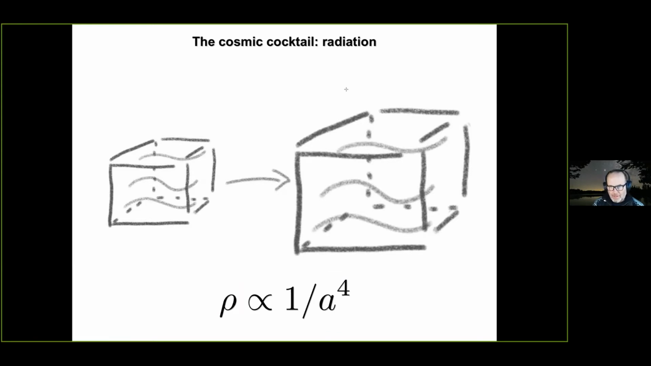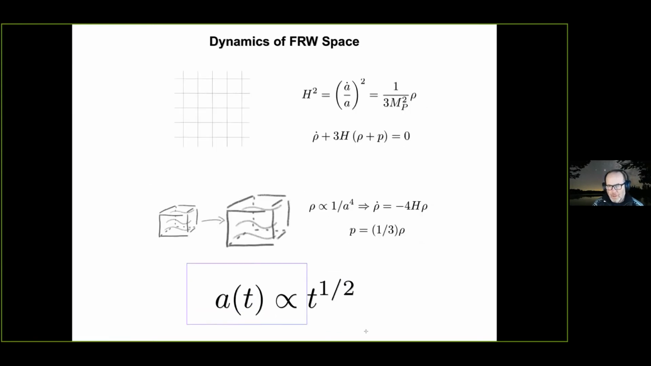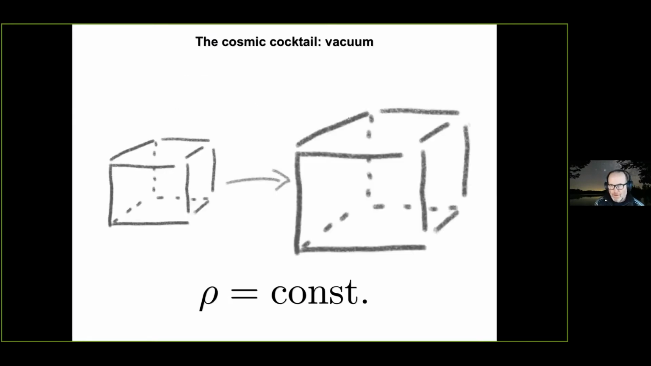I can plug this into the Einstein field equation in a similar way, and what I get is that the scale factor evolves as the square root of time rather than t to the 2/3 as in the case of a matter-dominated universe. But still, as t goes to 0, the scale factor goes to 0, and I have a singularity. The third kind of component of this cosmic cocktail for the universe is vacuum energy, the energy of empty space itself. This is also referred to as a cosmological constant.